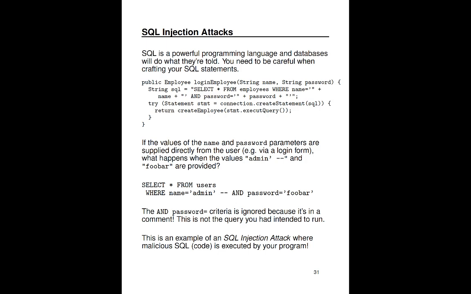Well, if you look at the code up above, we simply take Java strings and concatenate them. So you'll end up with SQL that looks like this: select star from users where name equals admin, end quote, dash dash, and password equals foobar. That dash dash is a comment. So all the database is going to execute is the query select star from users where name equals admin.